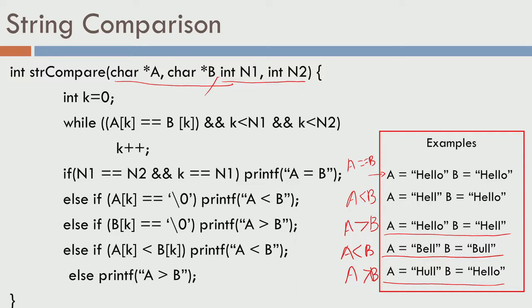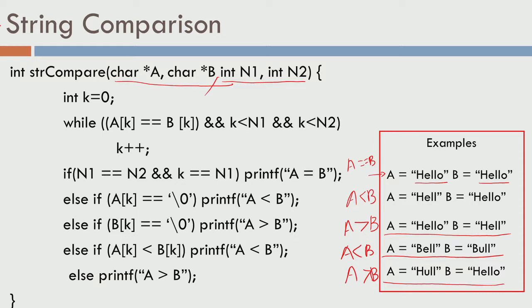Let us start with the first one, A equals B. When will I have two strings to be equal? All the characters of A must be the same as the characters of B, and the length of A should be equal to the length of B also. In fact, every character including \0 should be matched from A to B. If all the characters including \0 are exactly the same, in order, for A and B, then A is equal to B.